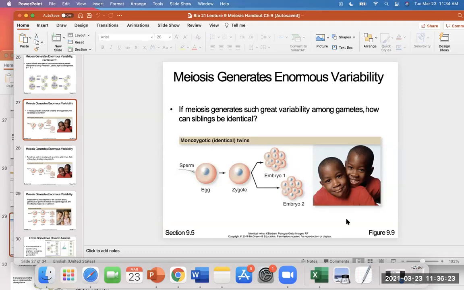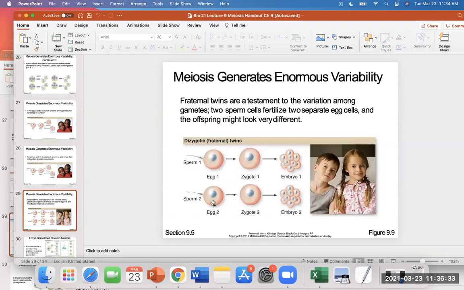Yes, so monozygotic, they look the same. That's because there was only one egg and one sperm, and this egg got split, so it had the same genetic information. Dizygotic, you have two eggs, you have two sperms, and after the sperm fertilized this egg, you have first zygote here, and then the same thing for the second zygote. Now you have two embryos, but they don't look the same because it's a different sperm that's fertilizing this egg versus this egg, so they don't look the same. So that's dizygotic.